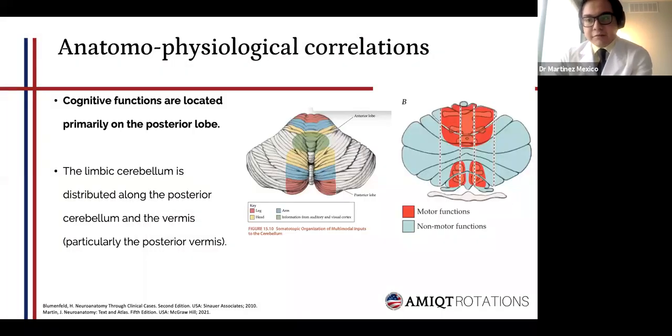Okay, we're also going to talk about some anatomo-physiological correlation. The motor functions are mainly going to be located in the anterior lobe, and a part of the lobule number 8, usually in the medial part of the posterior lobe. The limbic cerebellum is also going to be distributed along the posterior cerebellum and the vermis. Actually, some studies have shown that stimulation of the vermis generates changes in some areas of the cingulate cortex, the hippocampus, and the amygdala.